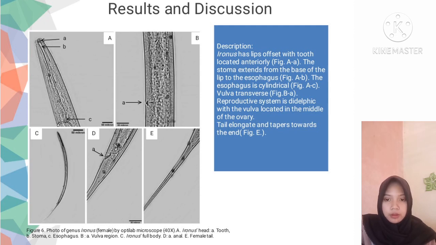The female reproductive system is didelphic. Two ovaries with the vulva position at 40% from the anterior end. The tail is very long and tapered toward the tip with a length up to 434.2 micron.